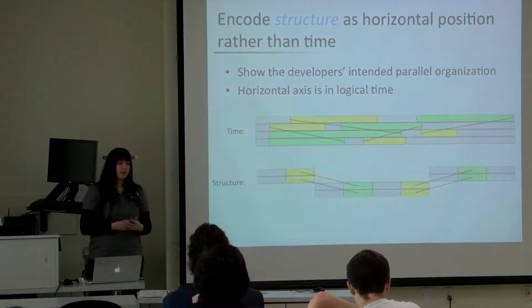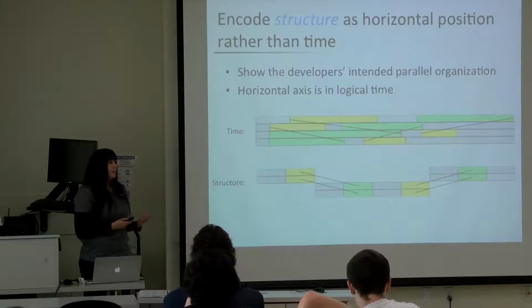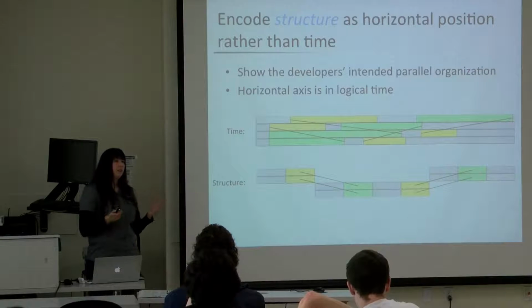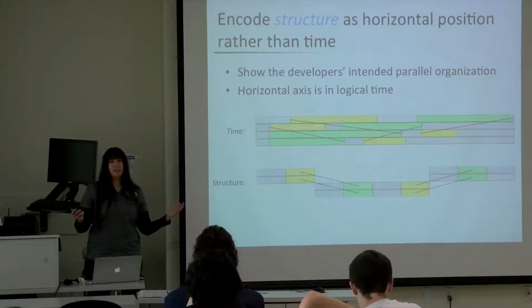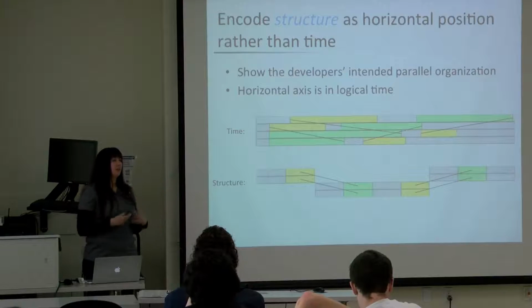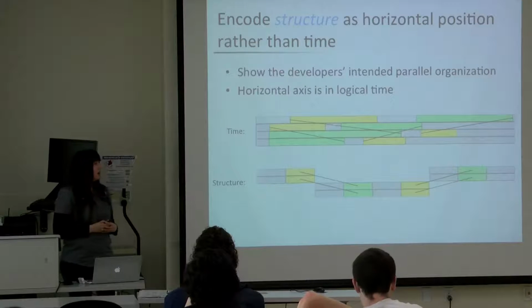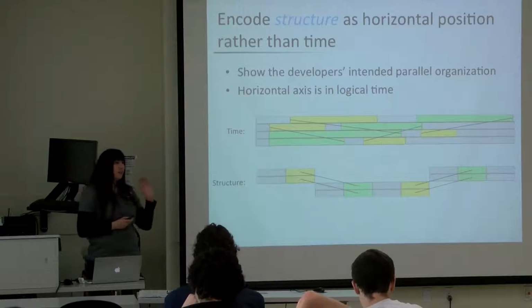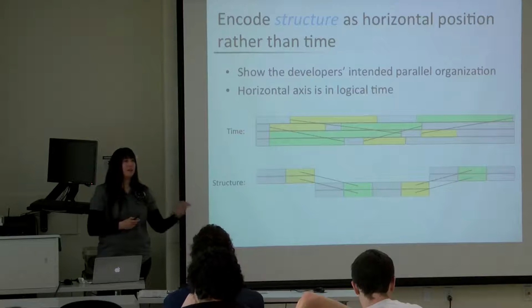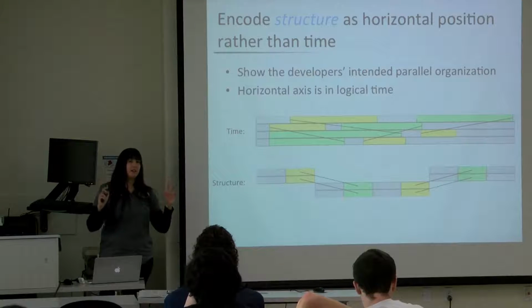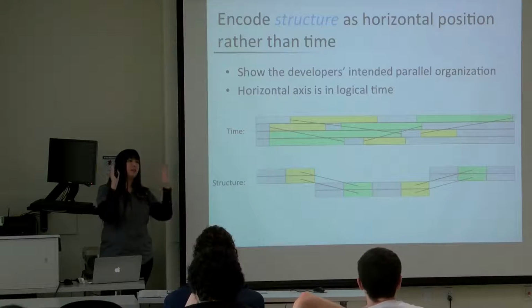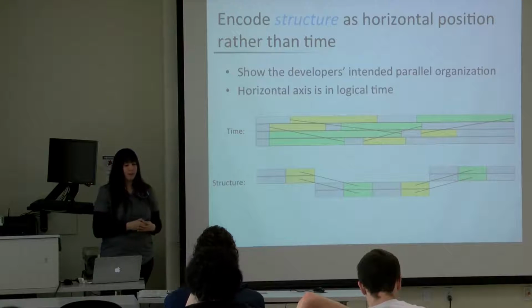What program am I even looking at? So our idea is, let's have this timeline show you the idealized scenario, what you think it should look like when it's working. So now we're switching from this physical time, wall clock time, real time axis, to one that's in logical time. And when I say logical, I mean the developer logically thinks about their program.